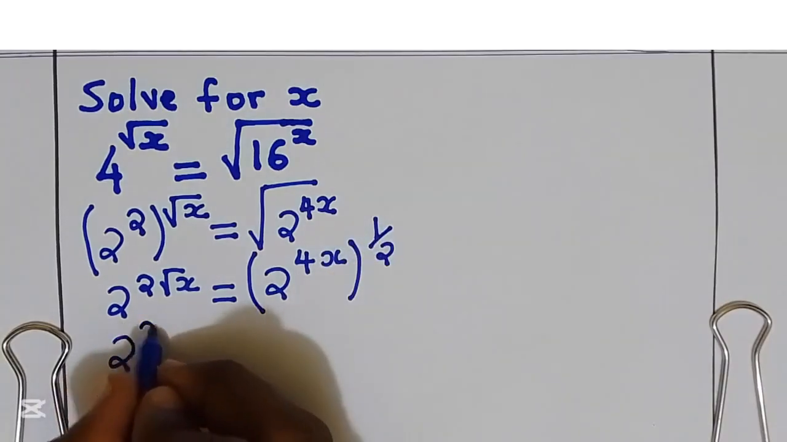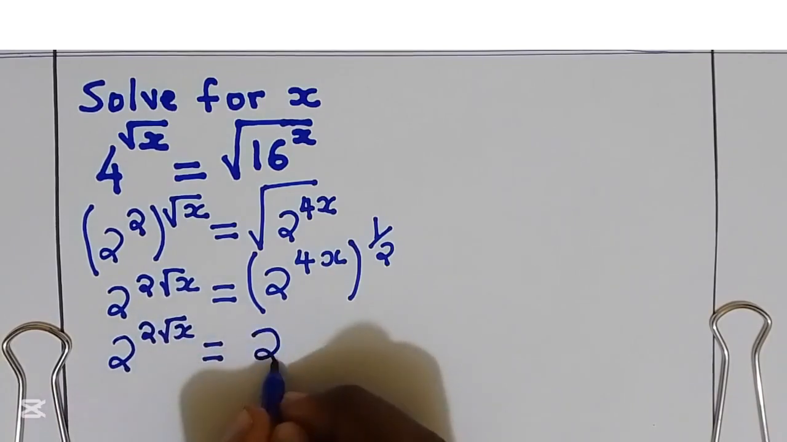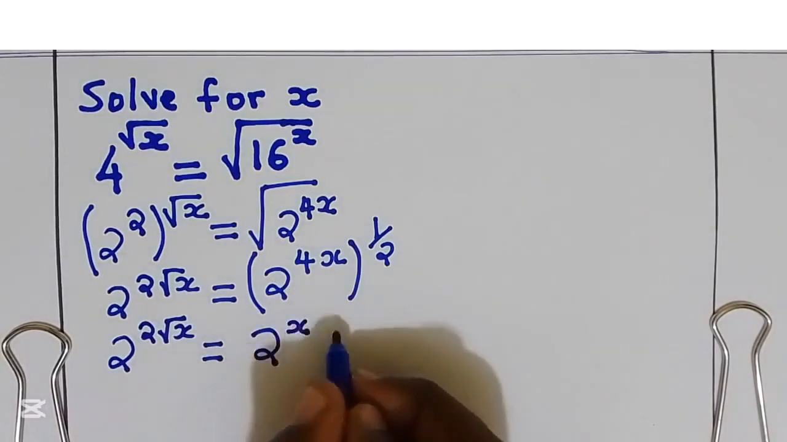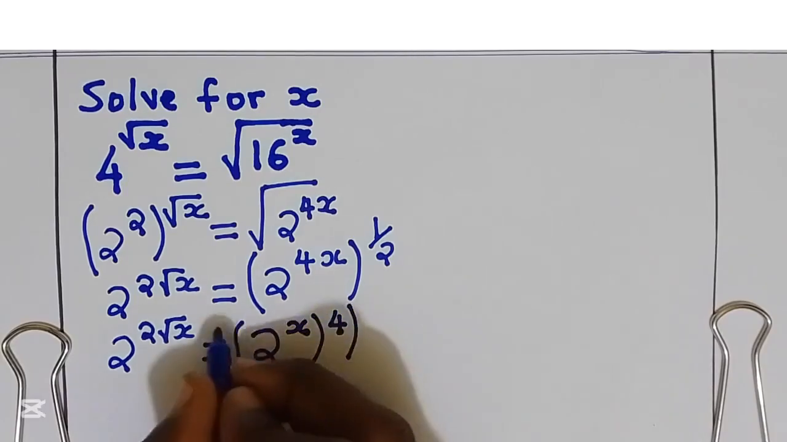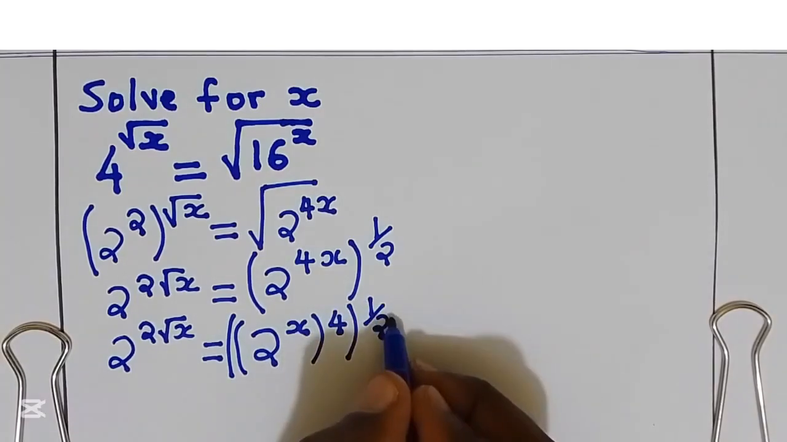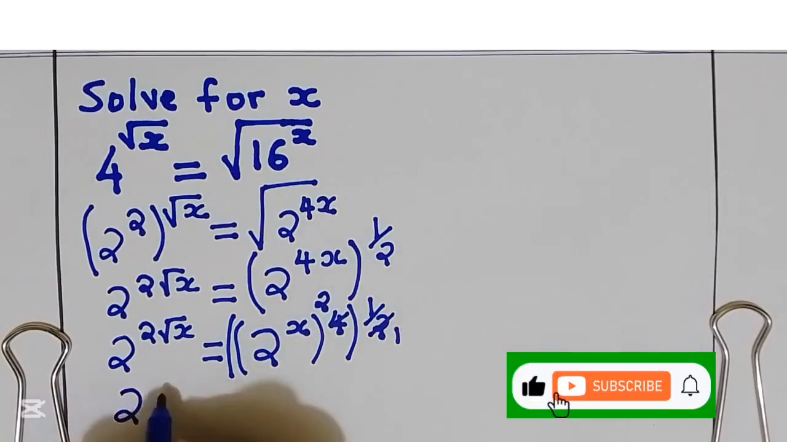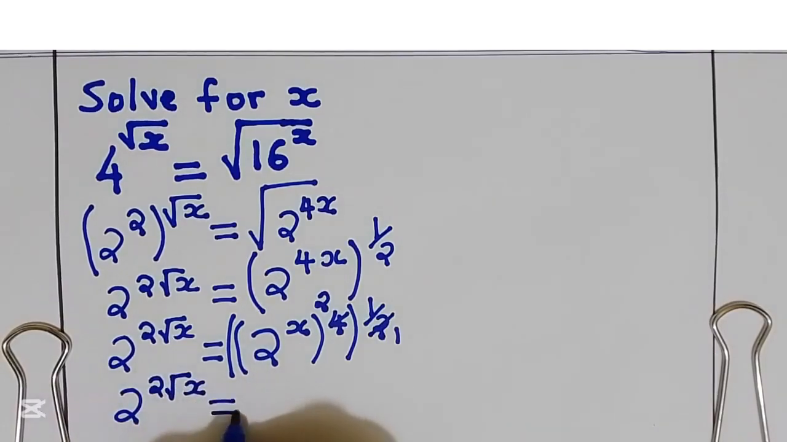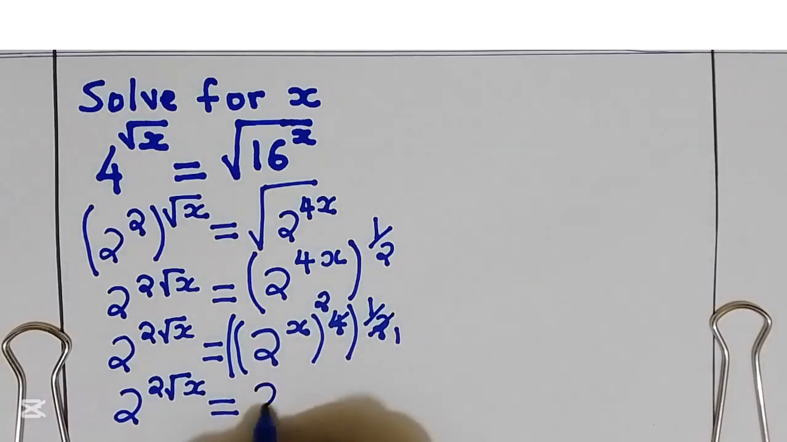2 power 2 square root of x is equal to 2 power x multiplied by 4 power half. I can simplify here by 2, 1 by 2. I get 2 power 2 square root of x. This is equal to 2 multiplied by x. We're going to get 2 power 2 square root of x is equal to 2 power 2x.